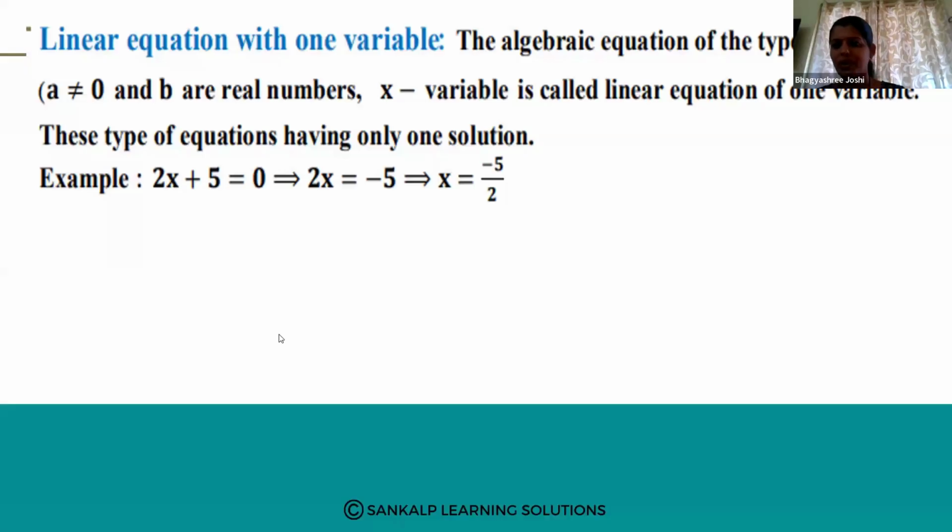Linear equation with one variable. Yes, what do you mean by variable? That we know already. So here it is a linear equation with one variable. One linear equation is there, and that linear equation has only one variable.